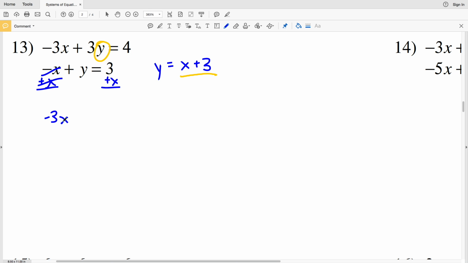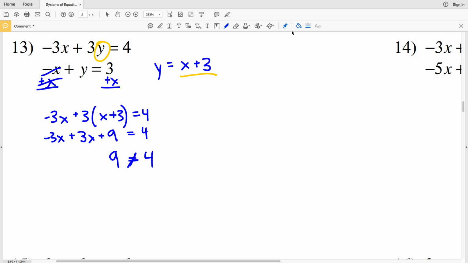So negative 3x plus 3 times x plus 3 equals 4. So negative 3x plus 3 times x is plus 3x, plus 3 times 3, which is 9, equals 4. Negative 3x plus 3x is 0, plus 9 is 9, and we have that 9 equals 4, but we know for a fact that 9 does not equal 4, therefore there is no solution. No solution is our answer in number 13.